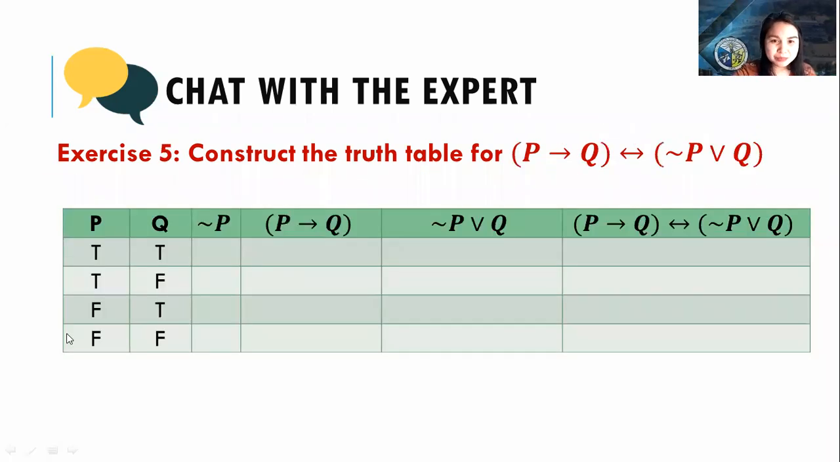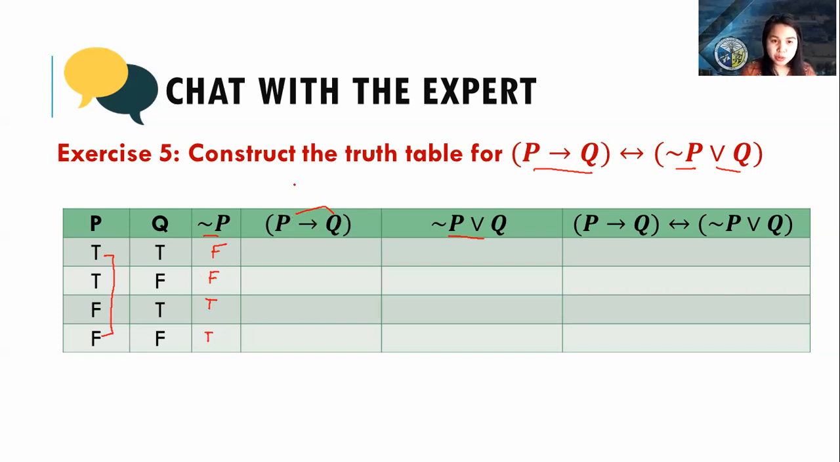Okay, the last one. It's a long table. Construct a table for P then Q. It's here. Biconditional, not P, it's here. And or, not P or Q. And then the last one is the final statement. Let's start with not P. Okay, here, negate it. False, false, true, true.